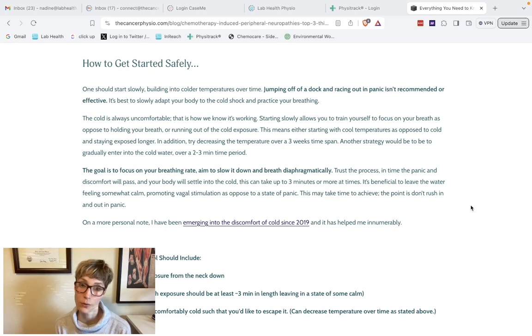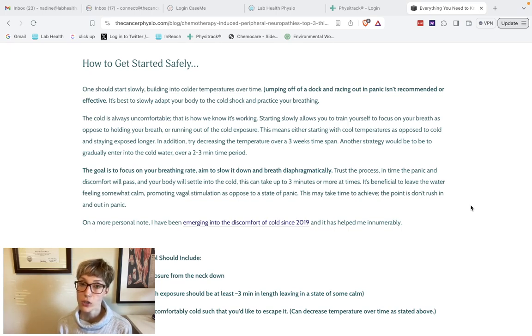And the goal of cold exposure is really to focus on your breathing rate, aim to slow it down, and breathe diaphragmatically. So you need to train yourself to be aware of your breathing before you do the exposure. Ways to do this would be starting with cooler temperatures and slowly changing the temperature to be more cold over a span of a couple of weeks. Enter the cold water or cold exposure slowly, allowing your system to notice and your breathing rate to adapt. These are some examples of ways to make it a little bit more safe and effective.